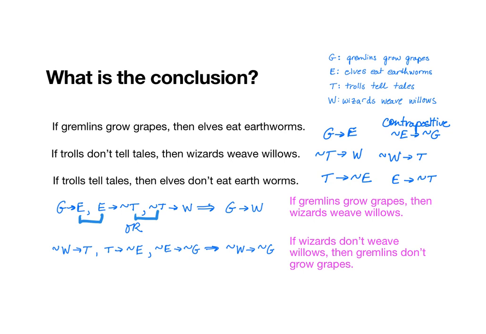Alternatively, I could have linked things together this way. So I know not W goes to T, then I'm looking for where T goes to. Well, T goes to not E. Where does not E go to? Not E goes to not G, and therefore not W implies not G. If wizards don't weave willows, then gremlins don't grow grapes. These are conditional and contrapositive statements of each other.